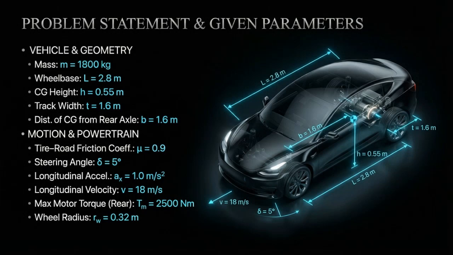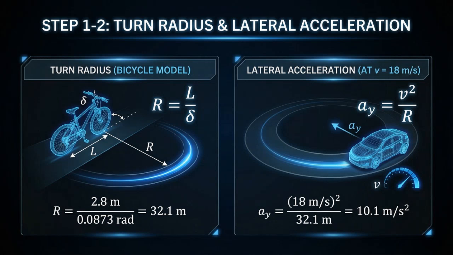All resistive forces, including aerodynamic drag and rolling resistance, are considered. Motor specifications are included to ensure the demanded torque is realistic and within EV operating limits. These parameters fully define the vehicle and operating condition needed to evaluate forces, load transfer, friction usage, and stability limits during combined maneuvering. In this step, we link steering input to vehicle motion.